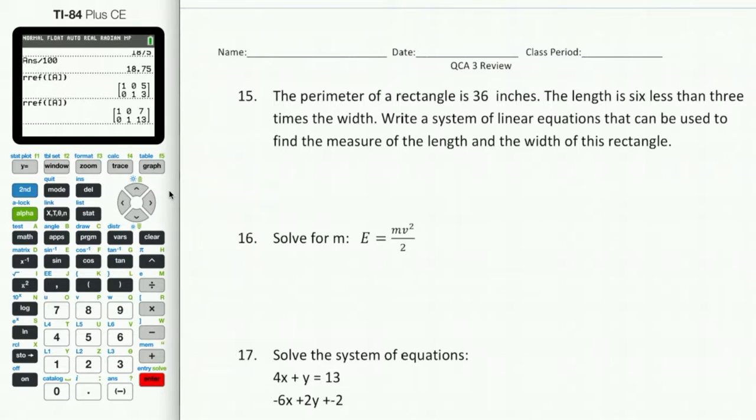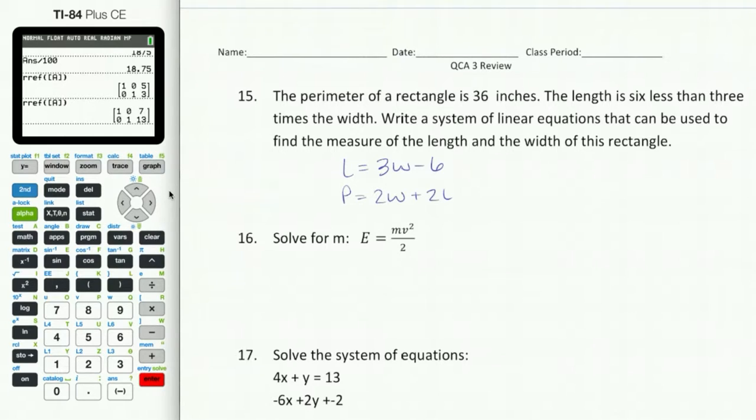All right, the perimeter of a rectangle is 36 inches. The length is 6 less than 3 times the width. Write a system of linear equations that can be used to find the measure of the length and width. So we're going to have the length is 6 less than 3 times the width. So 6 less than 3 times the width. So 3w minus 6. And then you're going to get your perimeter is 2 width plus 2 length.